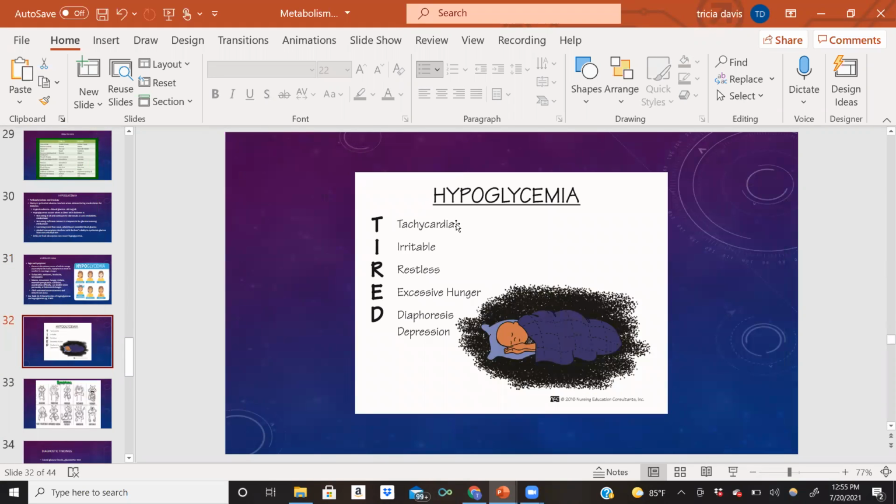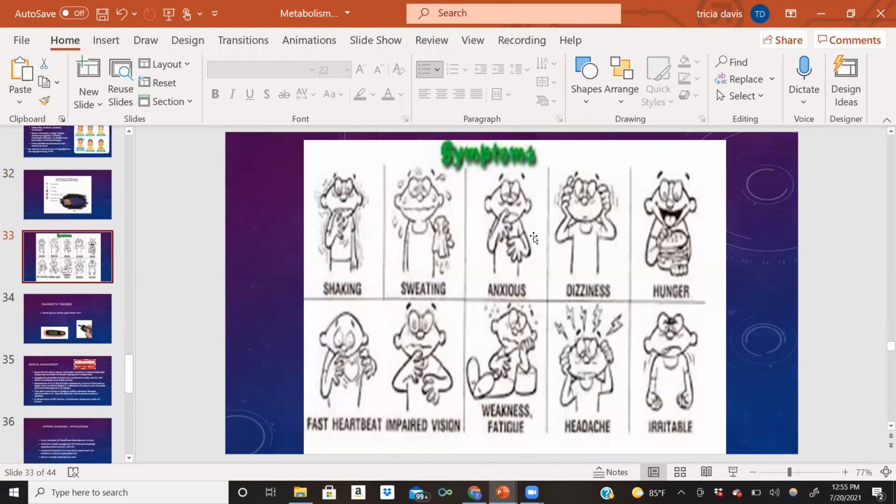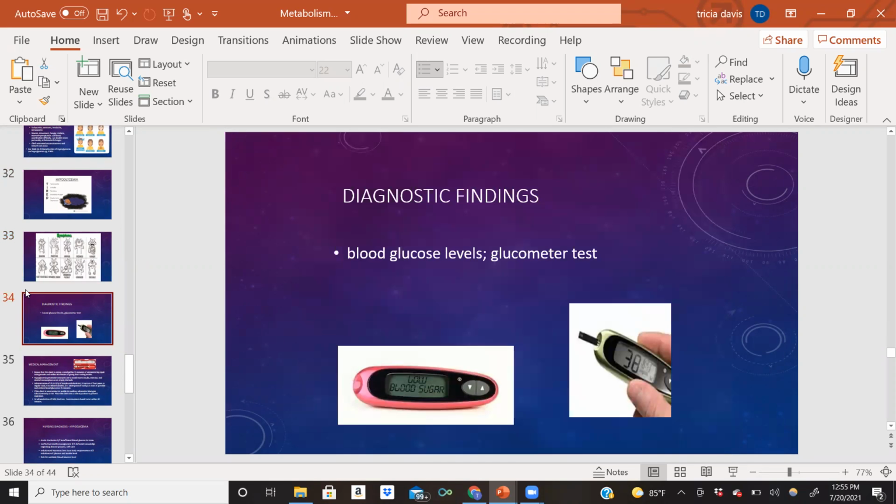Okay, so some of the things that we might see with hypoglycemia, you can use this: tired, tachycardia, irritable, restless, excessive hunger, diaphoresis, depression, but really confusion too. I want you to think about that. Again: shaking, sweating, anxious, dizzy, hunger, fast heartbeat, impaired vision, weakness, fatigue, headache, irritable. So for diagnostic findings, obviously we are going to check our patient's blood glucose levels with the glucometer, and then we will treat them accordingly.